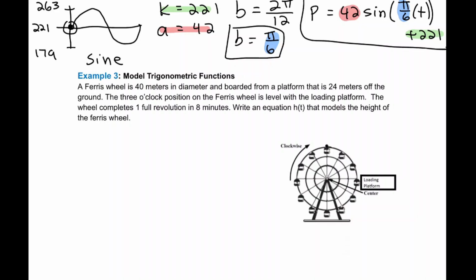So again, I want to think about a couple of things. I want to think about the middle and how high does it go and how low does it go. So it starts in the middle. This is where I'm starting, and again, it's 24 meters off of the ground. So that's the middle. This is 24. It says the diameter is 40 meters, so going all the way across is 40, which means my radius is 20, 20 and 20.